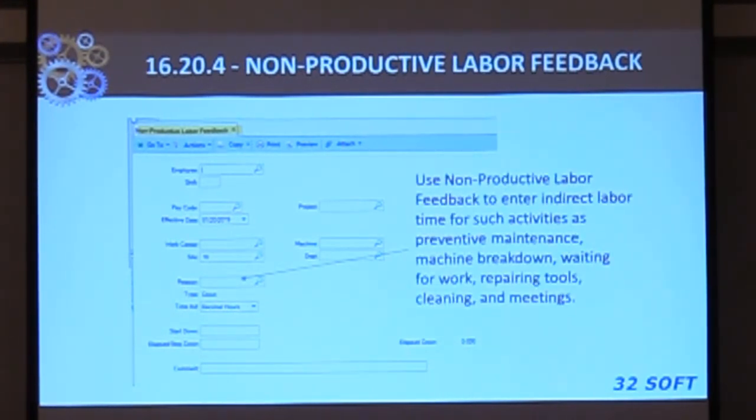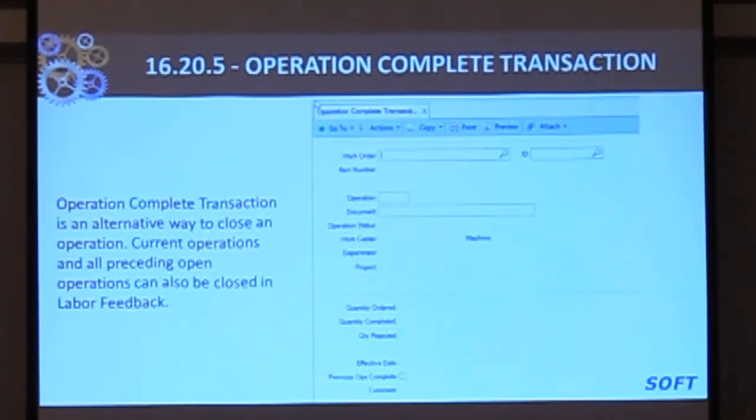That's non-productive labor feedback. Here you can define reason codes. Is the guy not working because his machine's broken, or he went to a safety meeting, or he's repairing tooling, or he's got a meeting with his boss? However you want to do this, this is usually defined by your accounting department.